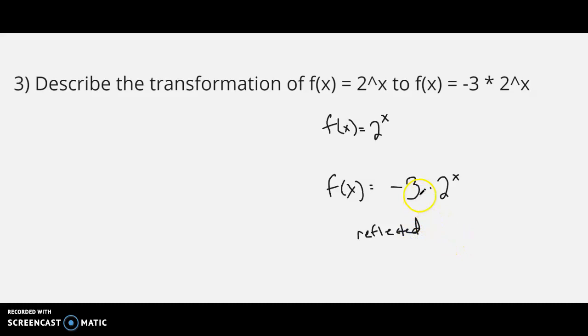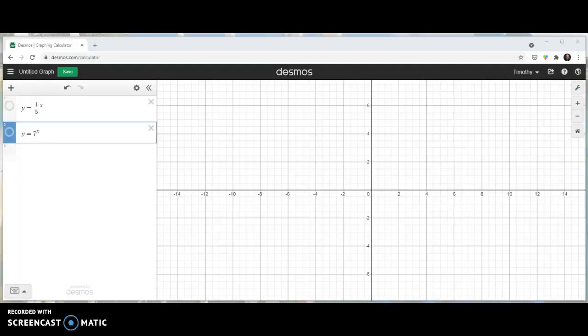And the fact that a is greater than 1 means it was a vertical stretch. So it'll look a little bit thinner than the original function. Okay, so let's look at Desmos and see how that actually works here.